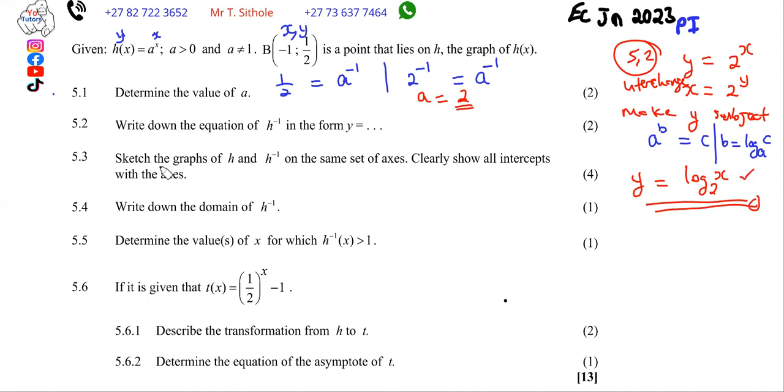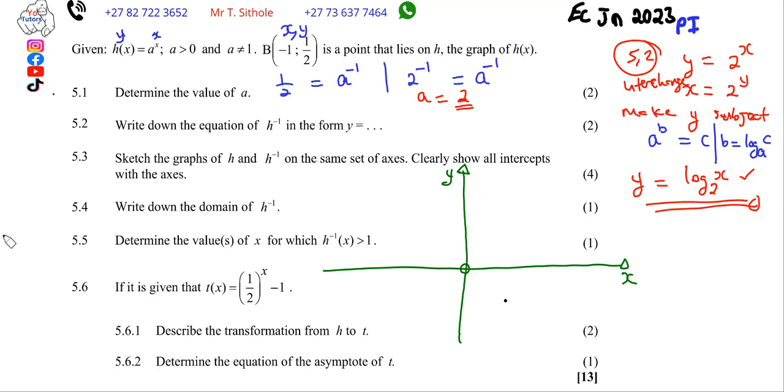Now, sketch the graph of h and h inverse on the same set of axes. Clearly show all intercepts with the axes. What you need to remember here is that you need to indicate where the graph touches the x and y axes. So here is our y. Don't forget to label. You draw your lines, you label the x-axis, you label the y-axis, you also put the origin.